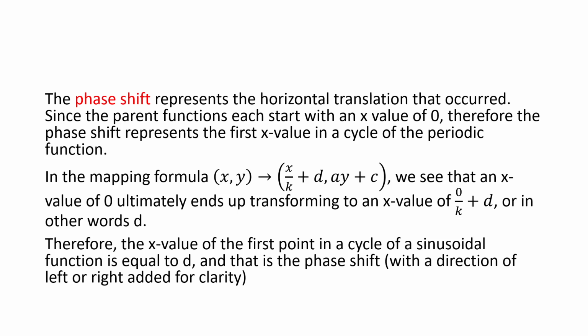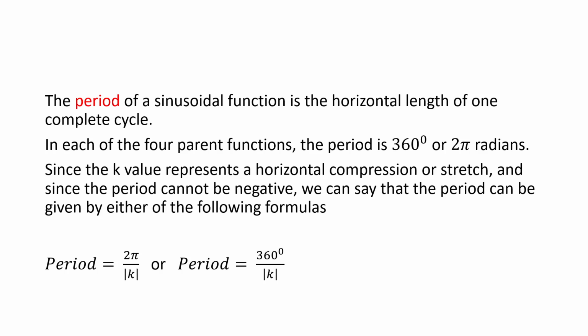Another term we want to know is the phase shift. The phase shift represents the horizontal translation that occurred. Since the parent functions each start with an x value of 0, the phase shift will be the first x value in a cycle of the periodic function. Now, in the mapping formula, (x, y) maps onto (x over k plus d, ay plus c), we see that an x value of 0 ultimately ends up transforming to an x value of 0 over k plus d. That's the same as d. So therefore, the x value of the first point in a cycle of a sinusoidal function is equal to d, and that's the phase shift. And when we state the phase shift, we often add a direction of left or right for clarity.